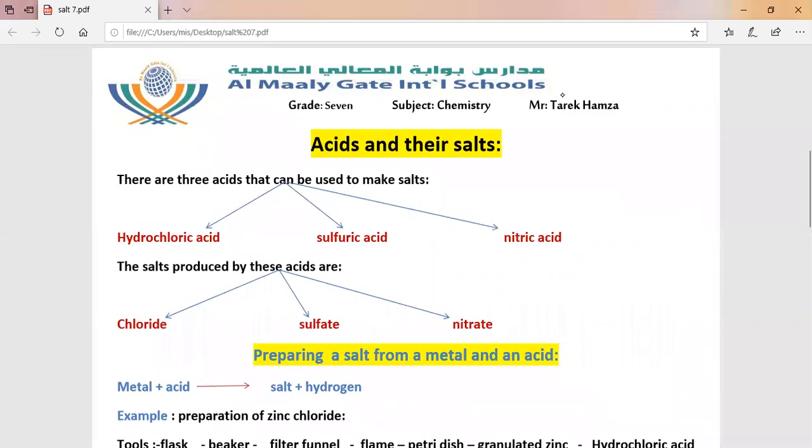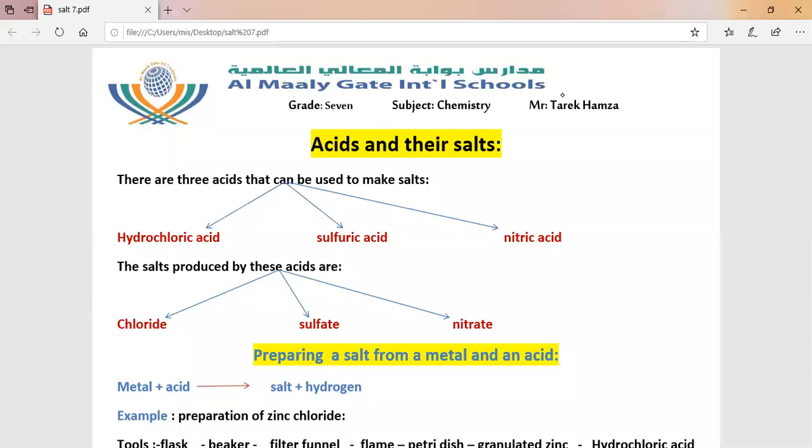There are three acids that can be used to make salts. Number one, hydrochloric acid. Number two, sulfuric acid. Number three, nitric acid. So the most common acids used to make salts are hydrochloric acid, nitric acid, and sulfuric acid.